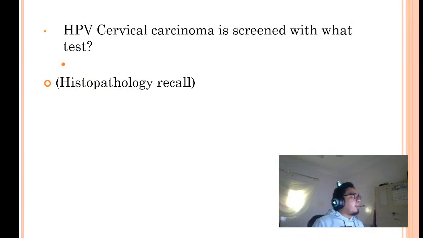All right. Cervical carcinoma can be screened with what test? It's a histopathology recall question. It was asked in my friend's board exam in 2014, I think. Cervical carcinoma is screened with what test? Anybody? What about Charisse? Okay, Pap smear. All right, Pap smear. Wonderful. Thank you.